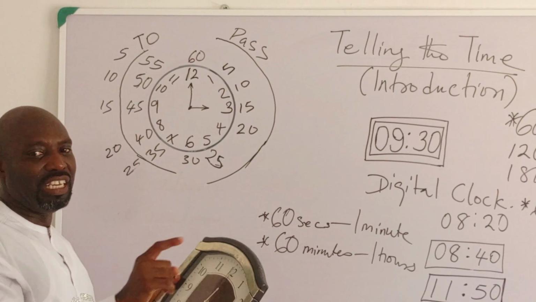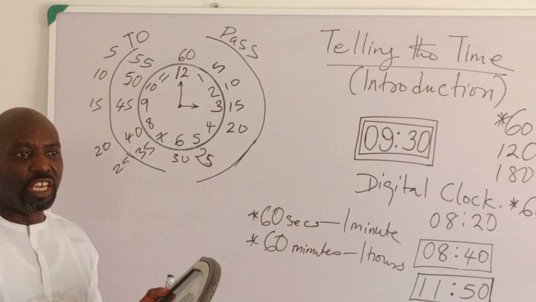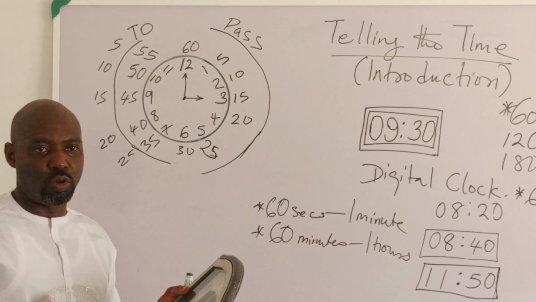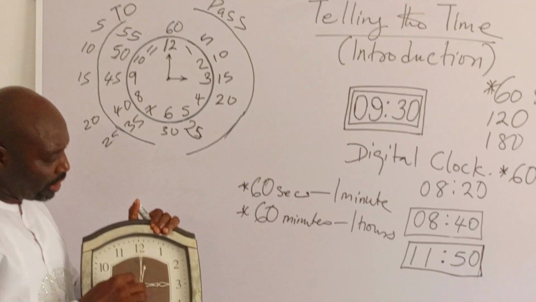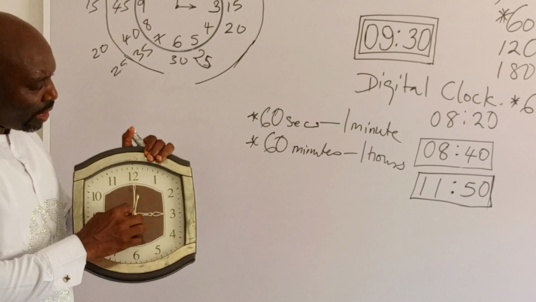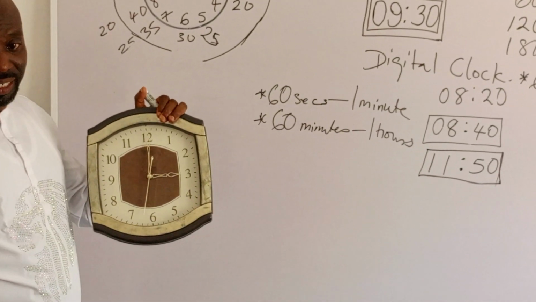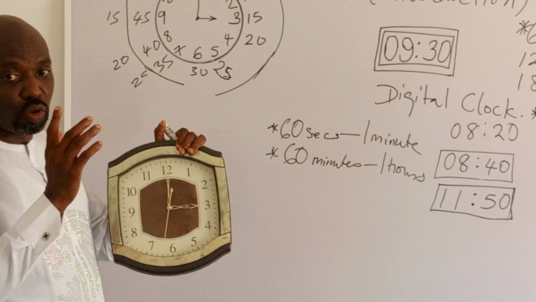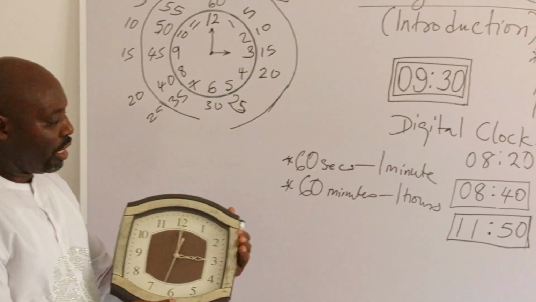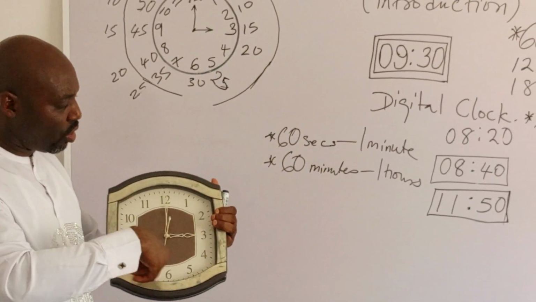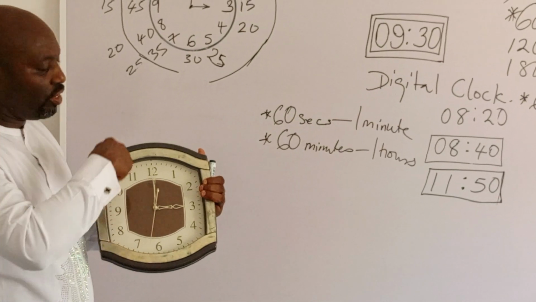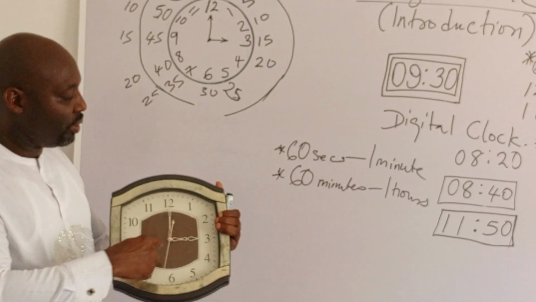While the short hand will be pointing directly at that number. If it is 5, it is 5 o'clock. If it is 4, it is 4 o'clock. At this point, the long hand is pointing at 12, and the short hand is pointing at 3. So this is 3 o'clock. Now, as the second hand moves, that is how the minute hand will also move.